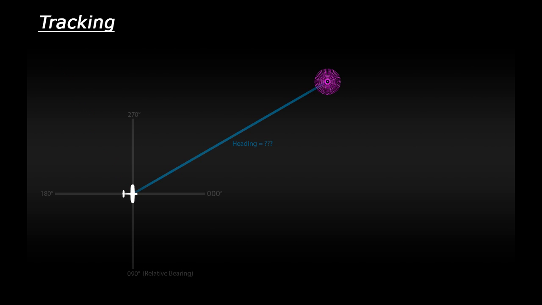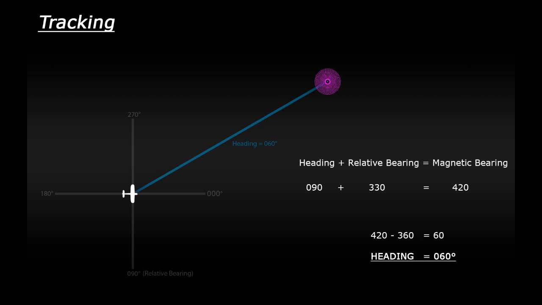This is where we need a little bit of maths. So the formula is heading plus relative bearing gives you the magnetic bearing. So in this case it would be 090 plus 330, which gives you 420. Now of course there's only 360 degrees on the compass, so we would need to subtract 360 from 420, and that gives us 60. So we would need to fly a heading of 060 to fly to the NDB. I hope that's clear. If you need to pause or rewind the video to go over that again, please do.